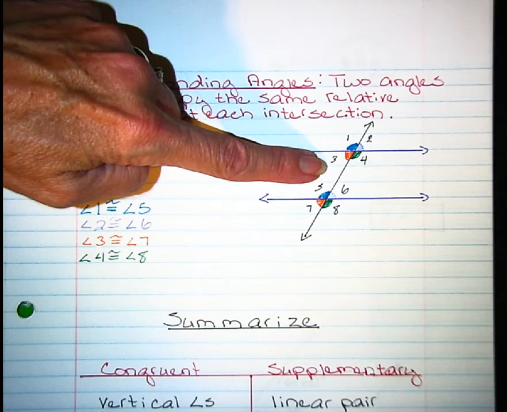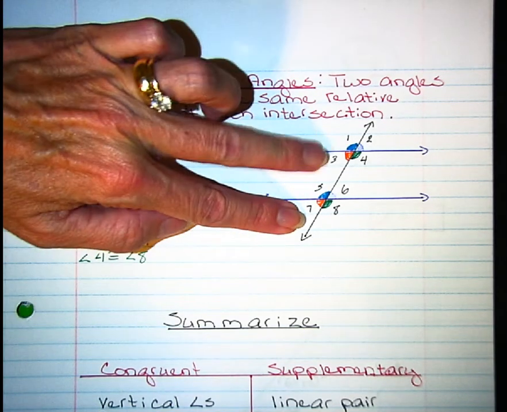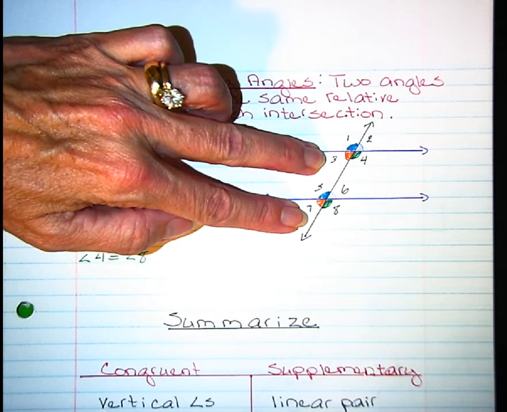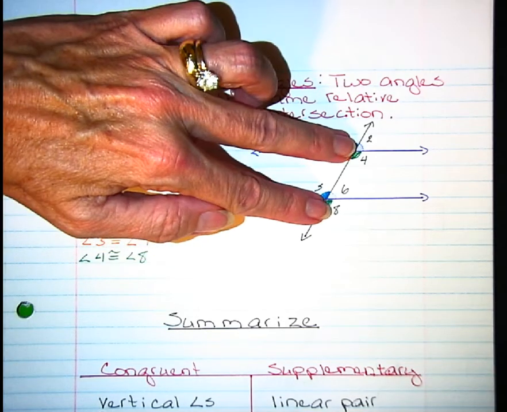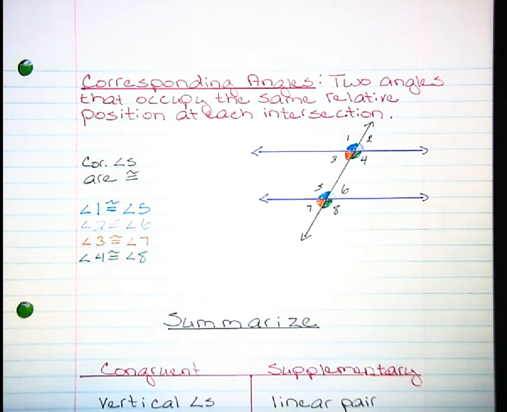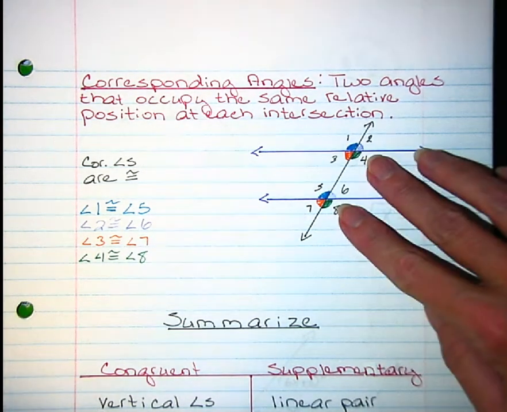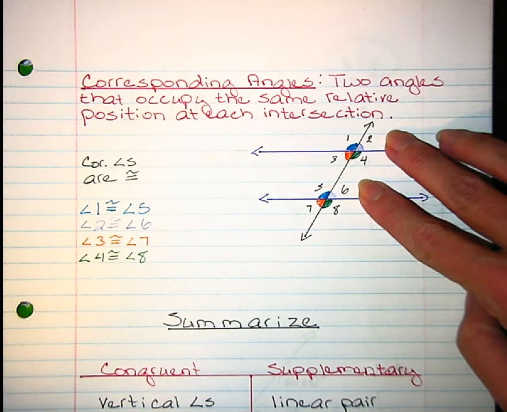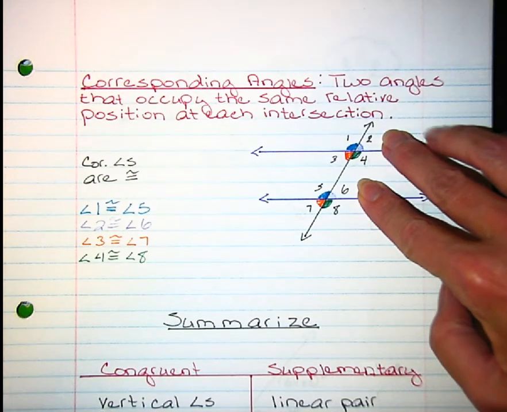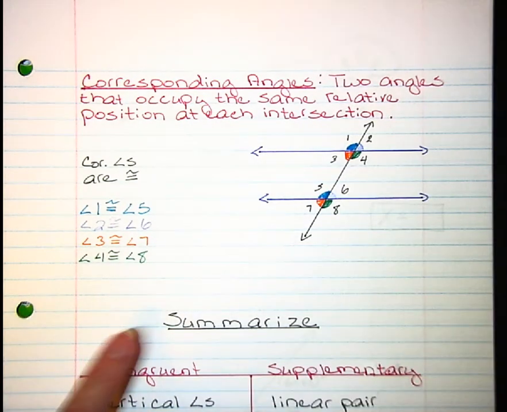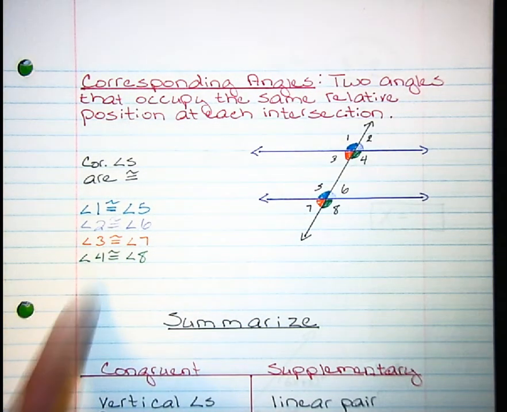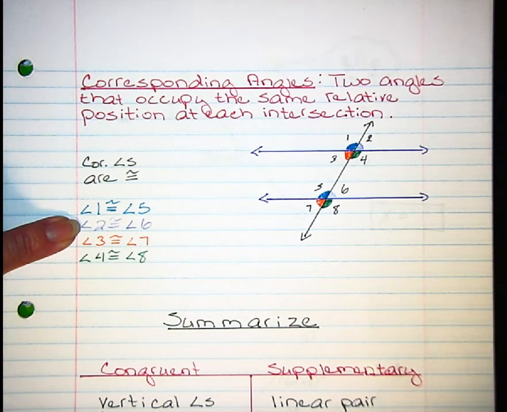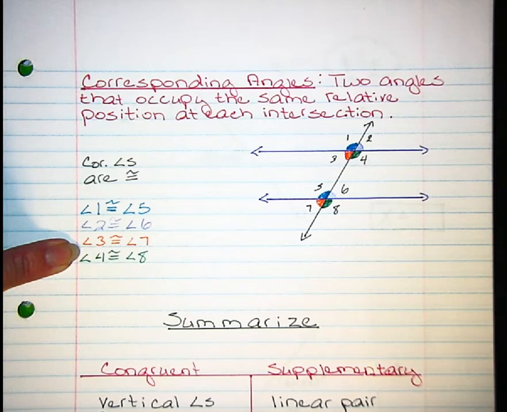I can say the same thing with angle 3 and angle 7. They're both in the bottom left-hand side, so they are corresponding angles. Angle 4 and angle 8 are both in the bottom right-hand side, so they are corresponding angles. And angle 2 and angle 6 are in the upper right-hand side, so they are corresponding angles. What do you need to make sure that you remember? Corresponding angles are congruent. Angle 1 is congruent to angle 5, angle 2 is congruent to angle 6, angle 3 is congruent to angle 7, and angle 4 is congruent to angle 8.